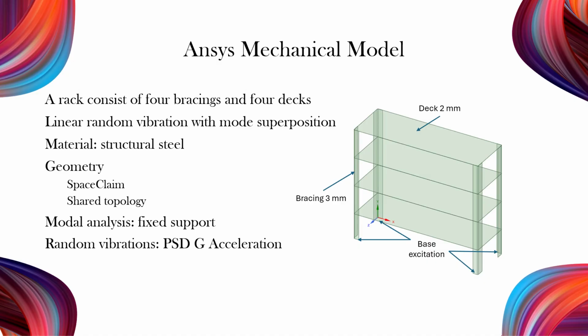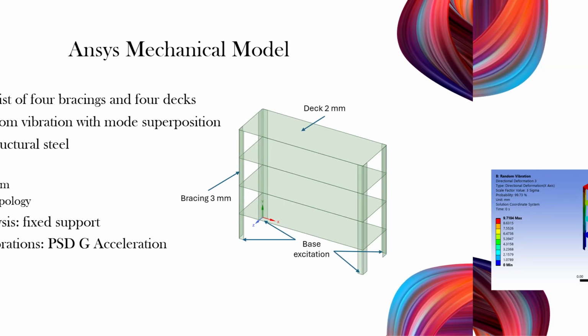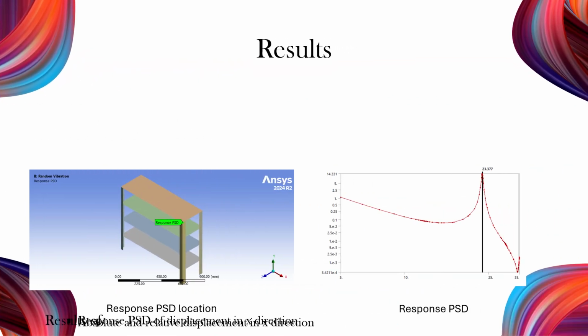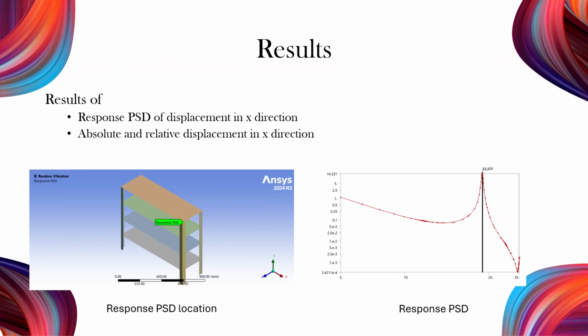The random vibration system is coupled with the modal analysis and uses a PSD G acceleration applied to the fixed support with a reasonable input profile. After solving, we can extract the results. We'll investigate the stress and displacement of the rack under 1, 2, and 3 sigma criteria. Then we'll examine the response PSD of the displacement in the x direction, where the acceleration is applied.